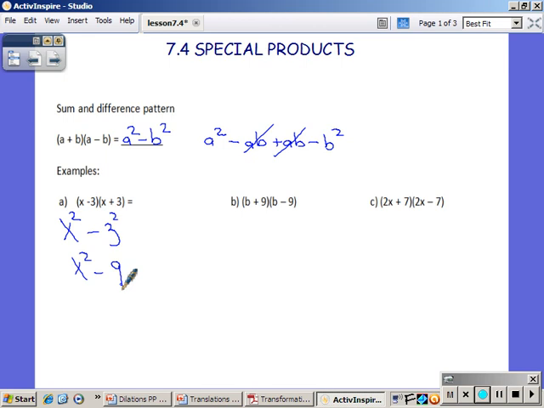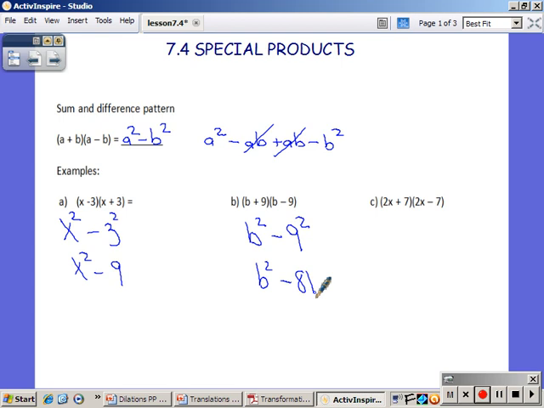Done. That's it. If you did FOIL, first x squared, outers plus 3x, inners minus 3x, last minus 9, but 3x minus 3x, those do cancel. For letter B in the middle there, first term in each set is the same, one's plus, one's minus, and then the second term in each set is the same. So it does follow my sum and difference pattern. Therefore, I am able to square the first term, minus then the second term squared. Well, b squared is just b squared, 9 squared is 81.